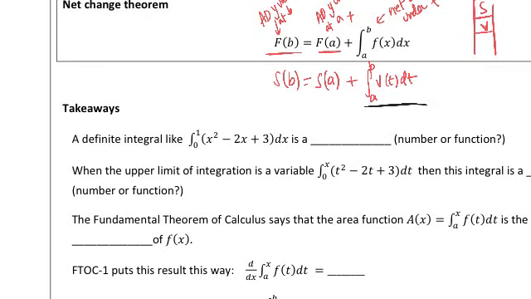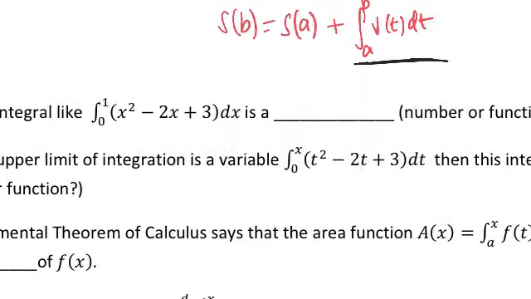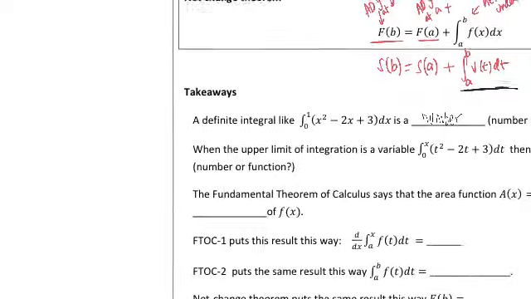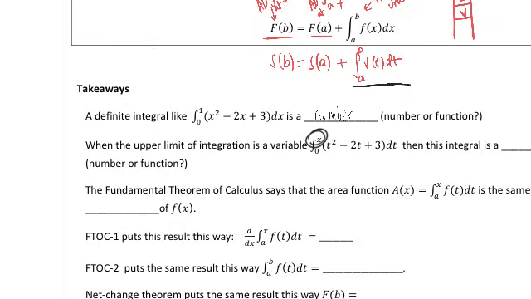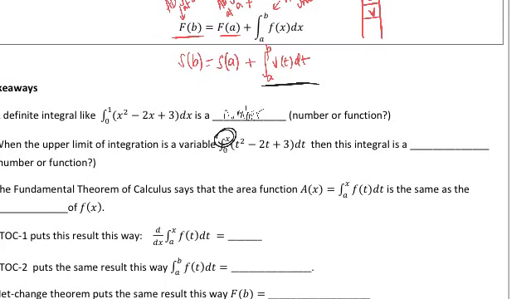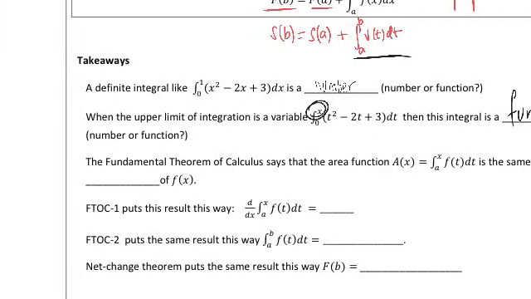Okay, what are our takeaways? A definite integral is a, pause the video and think, is it a number or a function? It is a number. When the upper limit of integration is a variable, then this integral is a function, right? So if you've got numbers on the bottom and the top, it's a number. But if we put a variable on the top, then it becomes a function, and it's an area function.